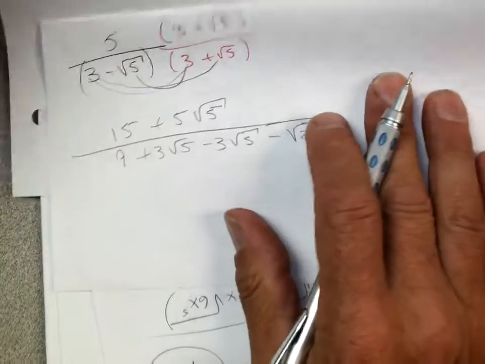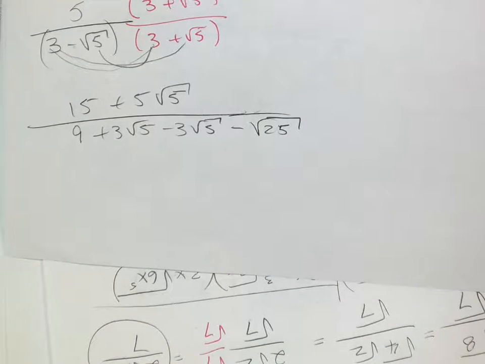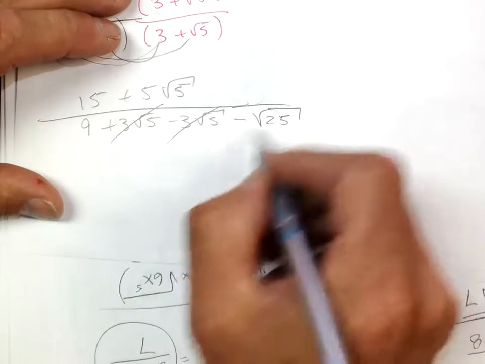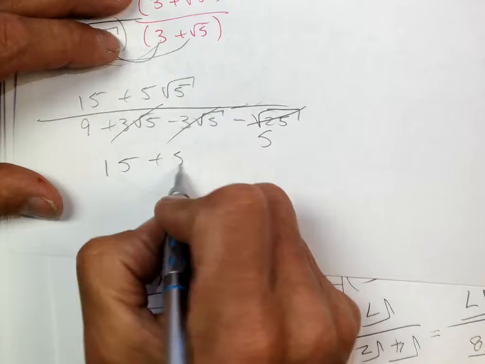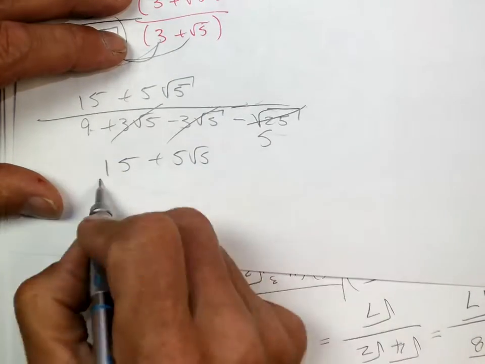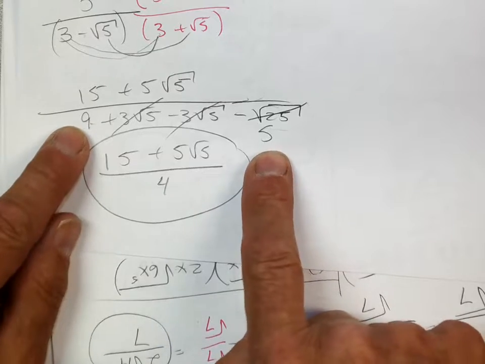So the whole idea of doing the conjugate is, when I get to here, you guys see the fact that these two are going to cancel, right? Those are going to be gone, and then that becomes a 5, right? So let's see what we got. So that becomes a 5, right? So 5 plus 5 square roots of 5 over 4, because 9 minus 5 is 4, right? Boom, bam, there it is.